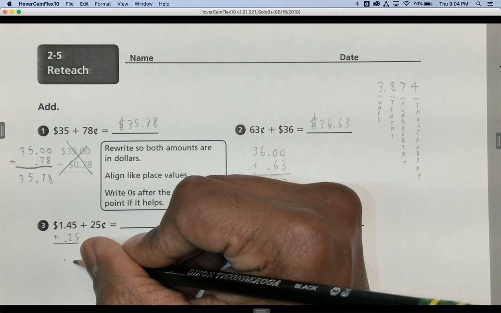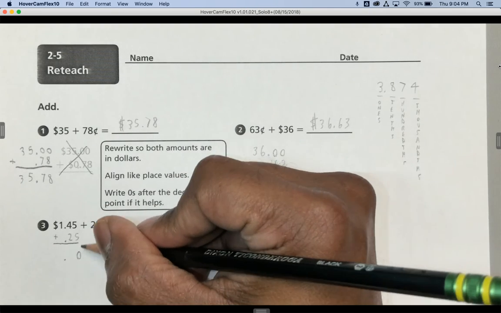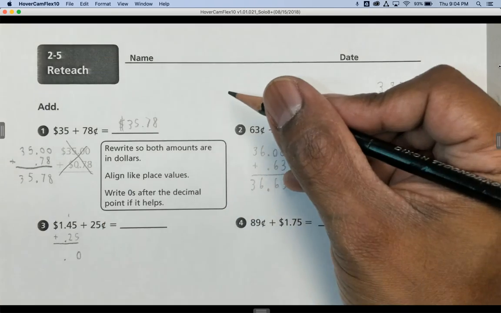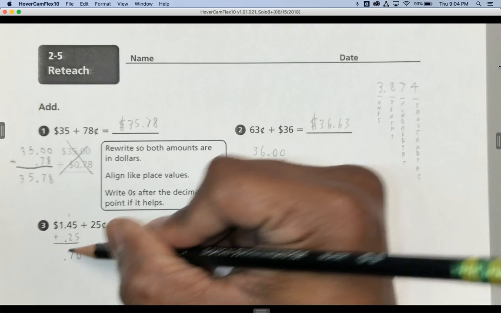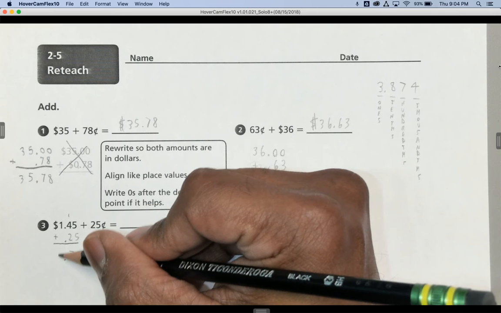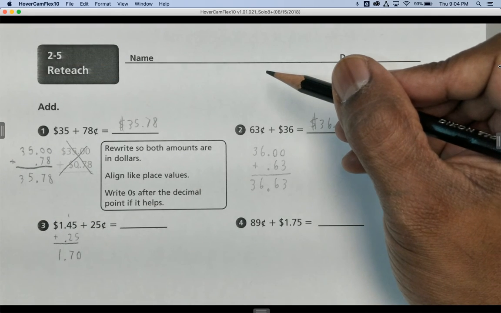And then hundreds column first, 5 and 5 is 10. 0 comes down, carry the 1. 1 and 4 is 5. 5 and 2 is 7. And then over in the ones column, we have $1.70.